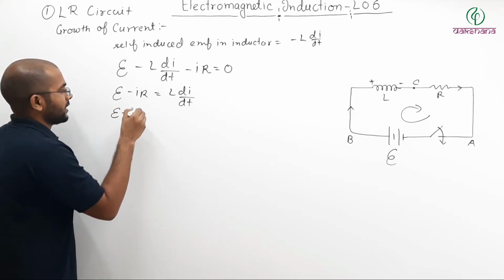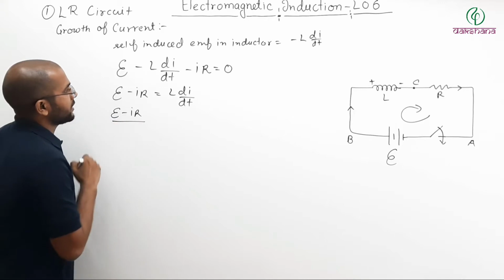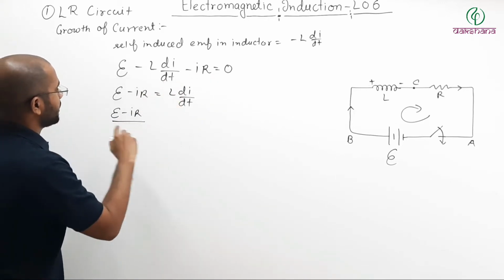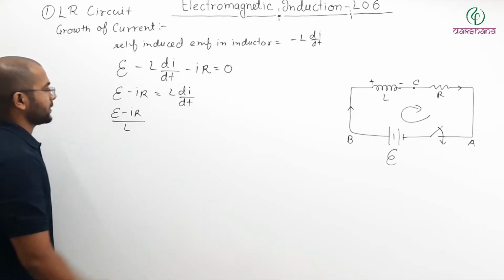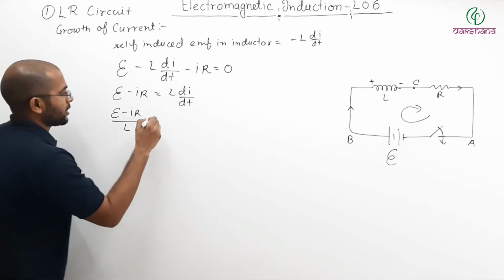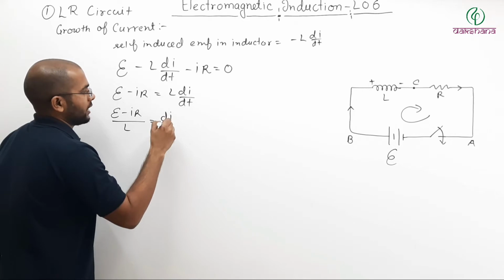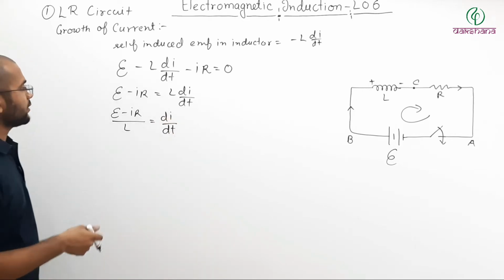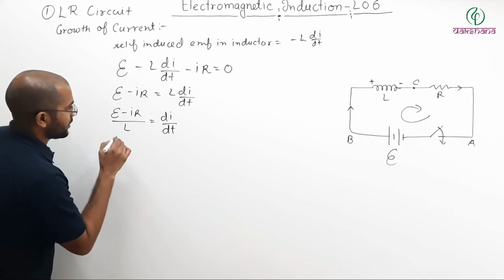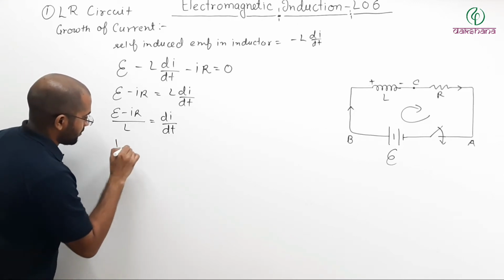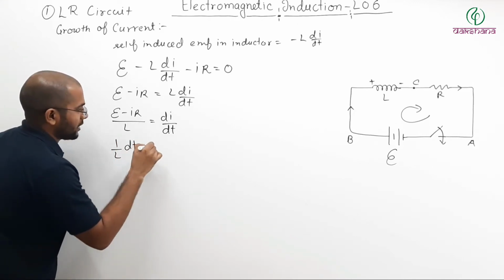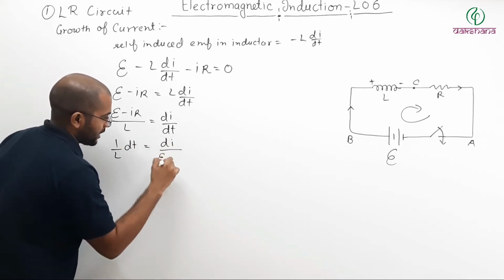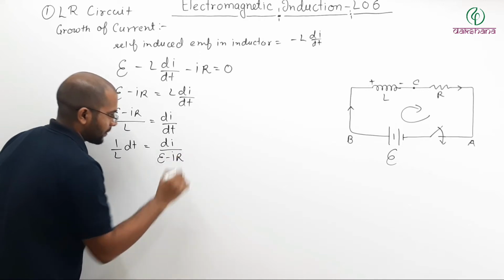(EMF − IR) divided by L equals di/dt. Okay, no problem. Divided by L, which is equal to di/dt. Rearrange it a little bit further. Let us write it like this: (1/L) dt equals di divided by (EMF − IR).